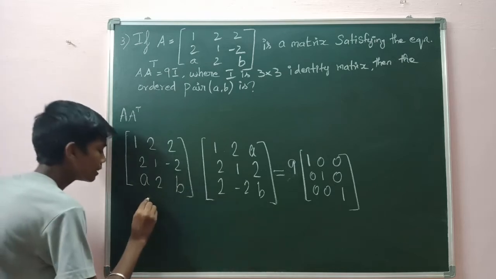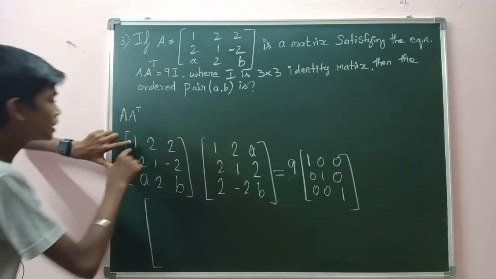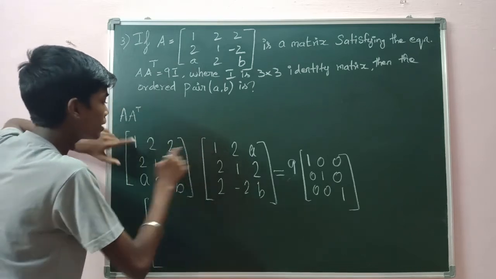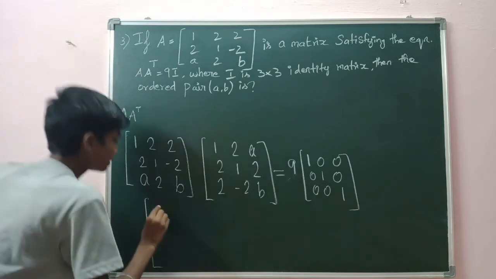So how will I multiply these two matrices? Listen very carefully because it's very important. First row into first column means 1 into 1, that is 1, plus 2 into 2, 4, plus 2 into 2, 4. So 1 plus 4 plus 4 is 9.